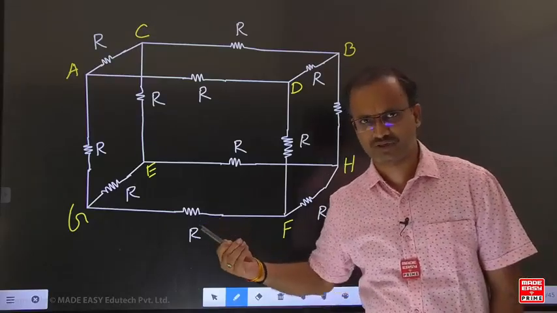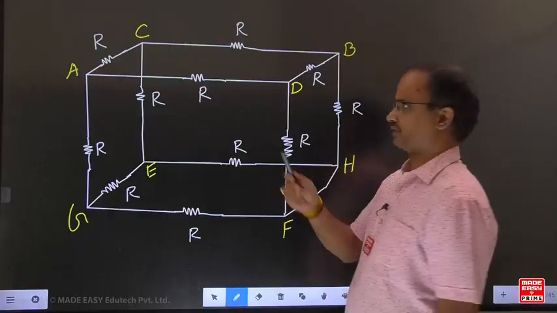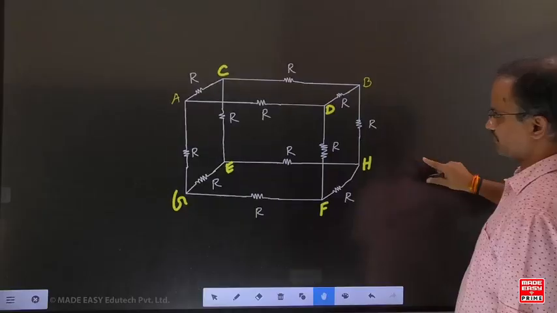Now to solve this problem, you can go for so many approaches. I am going for the short circuit method. Look at those C and D points. For the C and D points, we can indicate the common point.